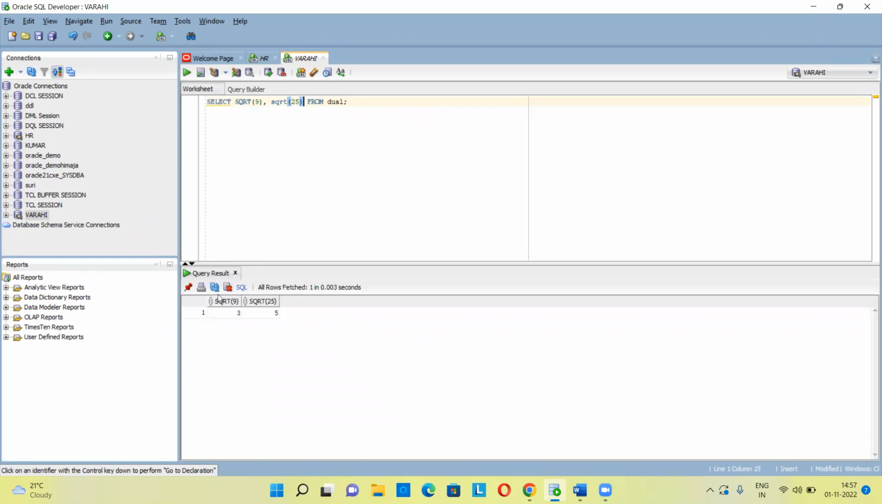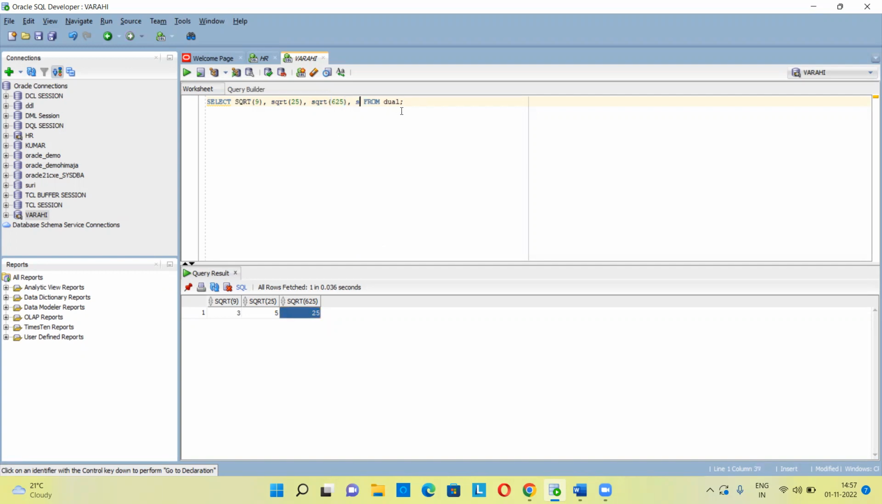Understood now? Exactly, it is just multiplying the same number. In case of 9, 3 into 3 is 9. Here 5 into 5 is 25. Okay, let me write one more example. Square root of something I'm just writing. Okay, so the output is 25. So nothing but 25 into 25 is 625.